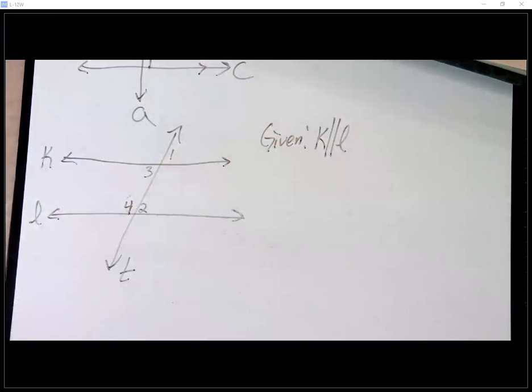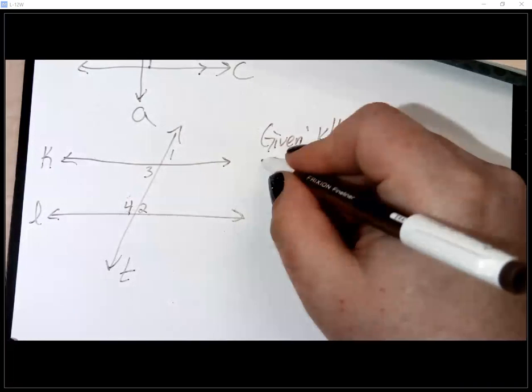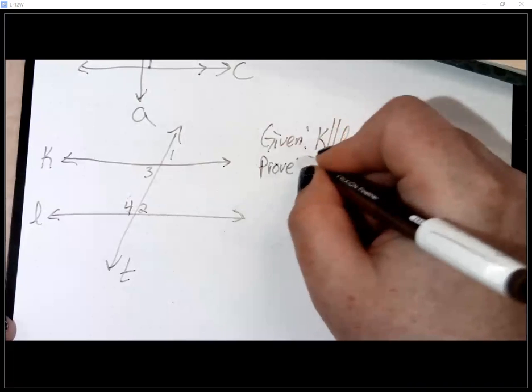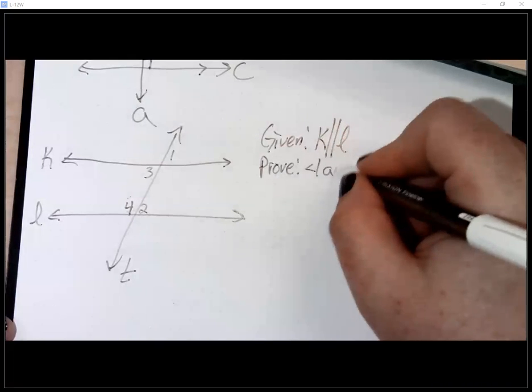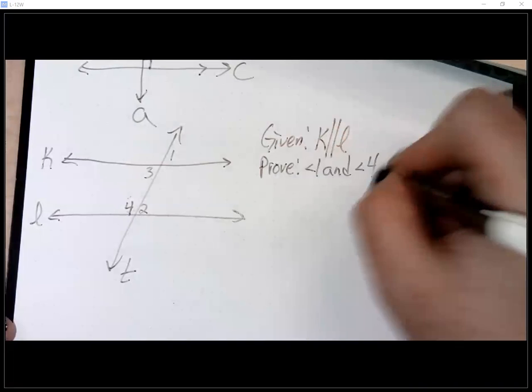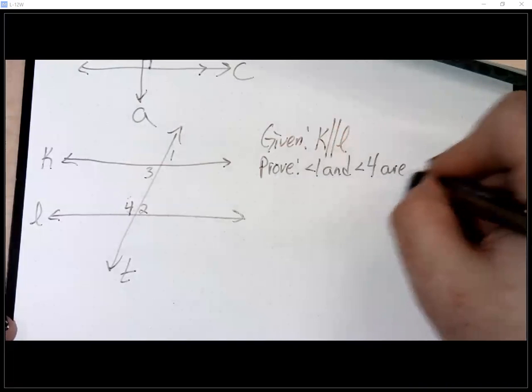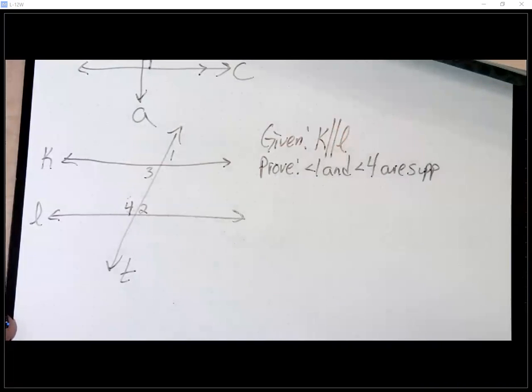Let's show that angles 1 and 4 are supplementary. Oh, that's a good one. Let's do that. Prove angle 1 and angle 4 are supplementary.